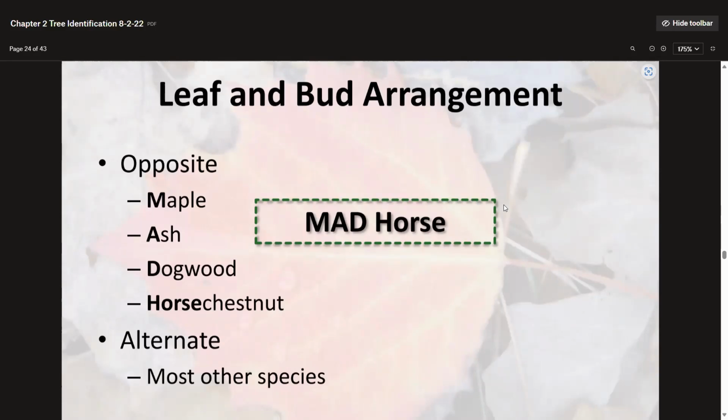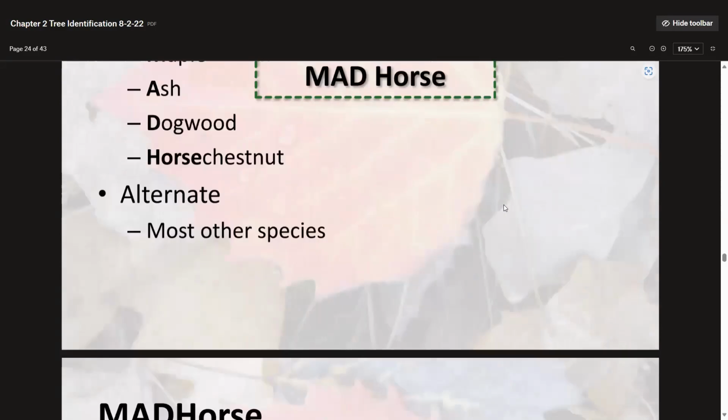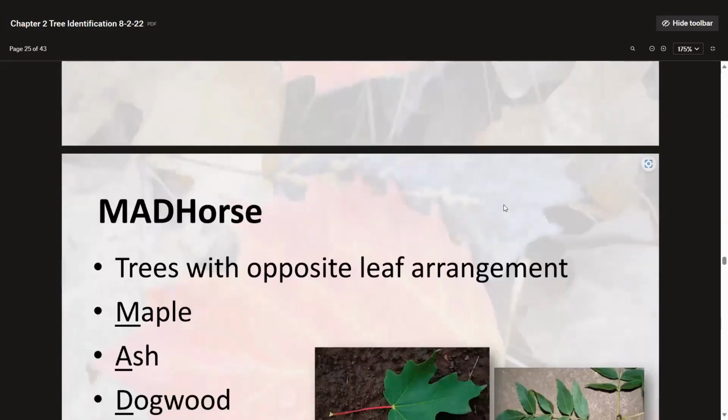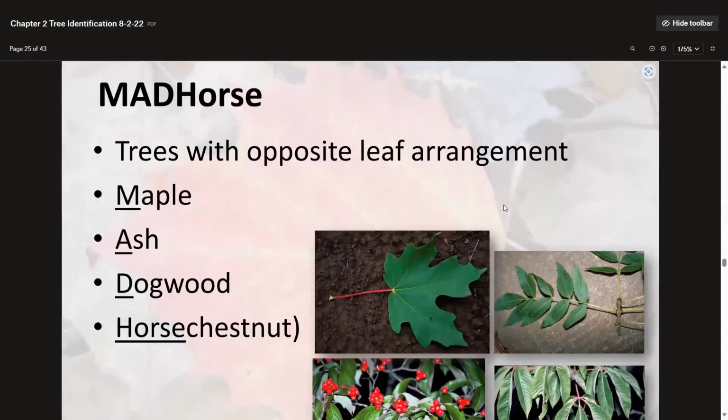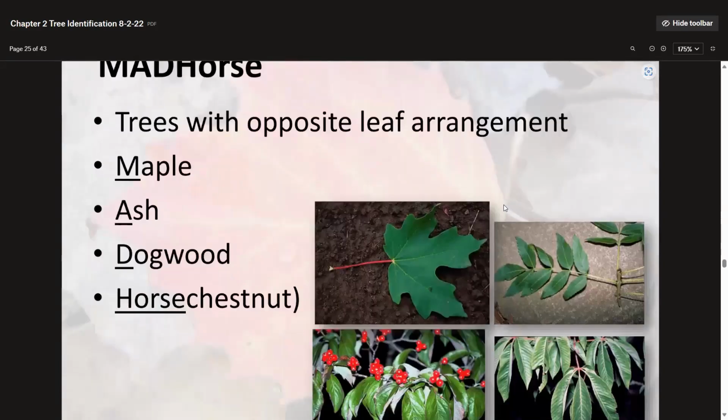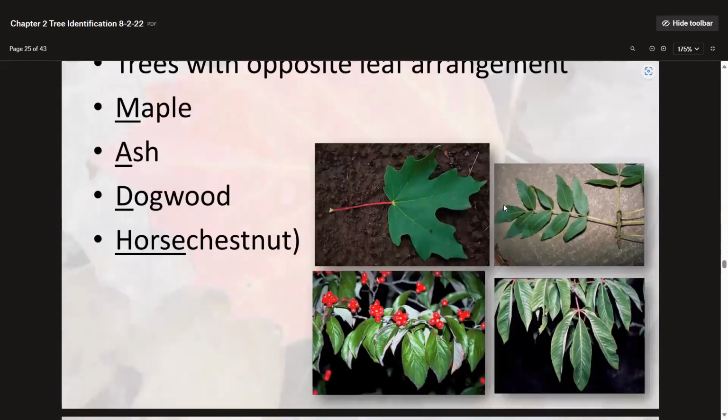And you can remember them by keeping mad horse in mind. Mad horse: maple, ash, dogwood, and horse chestnut. Okay, those are going to be opposite. We try and use these little tricks to help you remember stuff. I know it's helped me in my career. So my mad horse trees are trees with opposite leaf arrangement. Like I just said, maple, ash, dogwood, or horse chestnut.